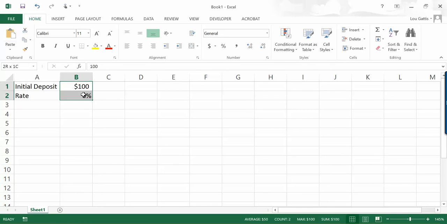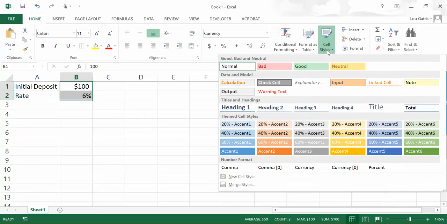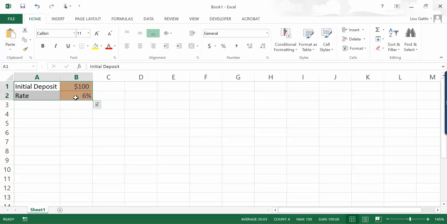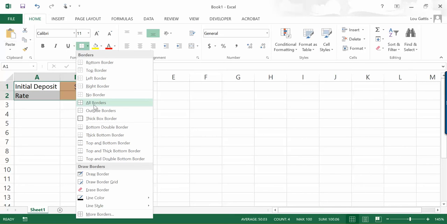Now I'm going to use Excel styles for this course. So I'm going to go to the Home menu and select Input. Now these are generic or standard or default Excel styles. So Excel has defined input as this gray or tan type color. So I'll make that an input. And I'll put some borders around it.